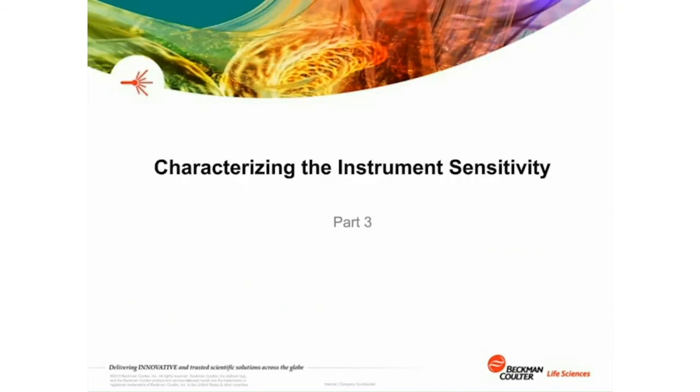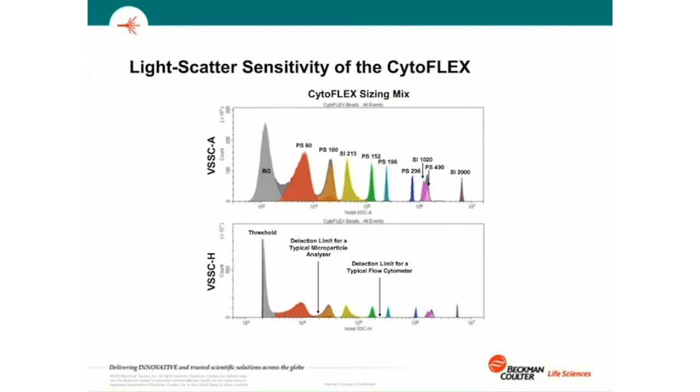Now I'll discuss the instrument sensitivity. So here is a plot of violet side scatter detection on the CytoFLEX using a mix of polystyrene and silica beads, including some fluorescent beads. As you can see in the lower plot, it's indicated where a typical microparticle analyzer's sensitivity limit is, and then also a typical flow cytometer sensitivity limit.